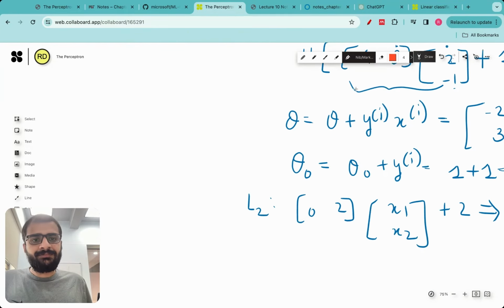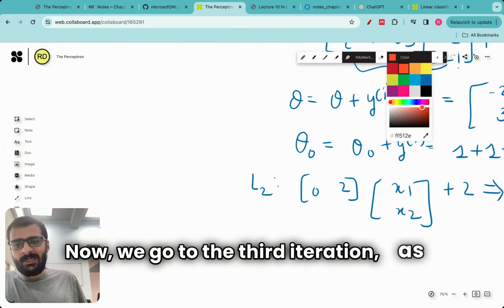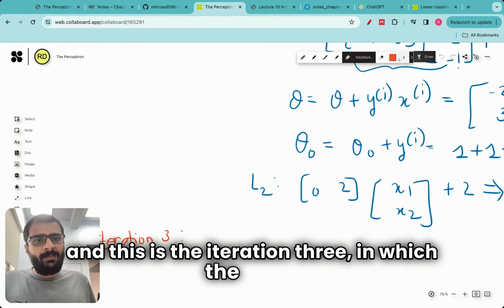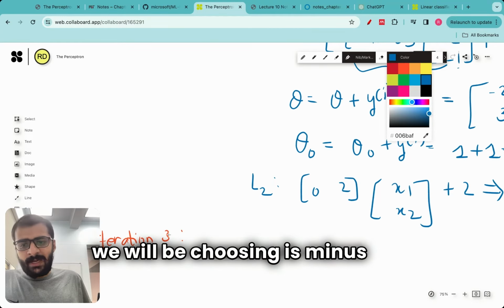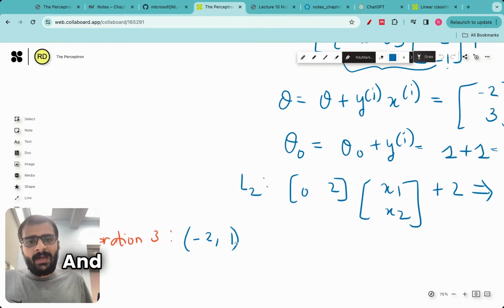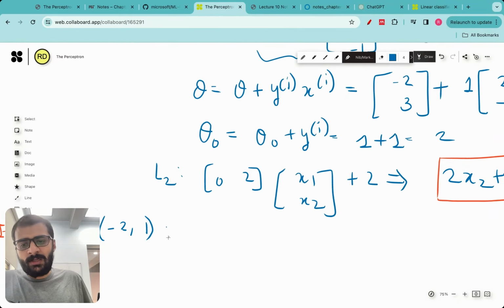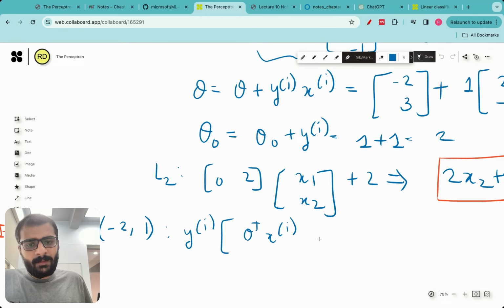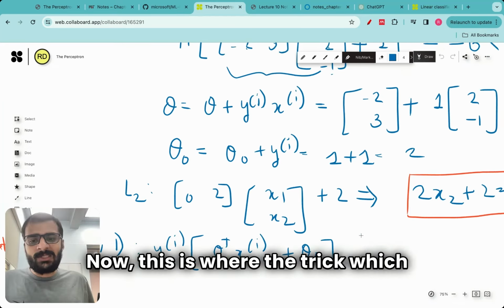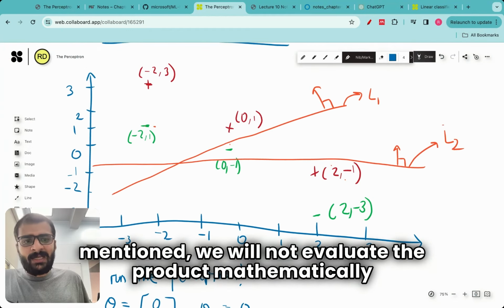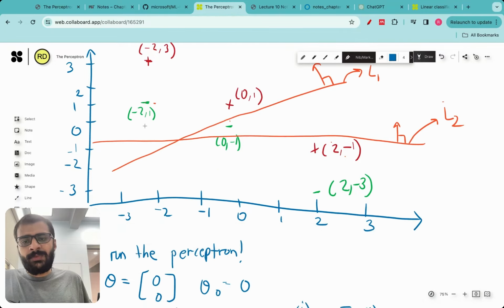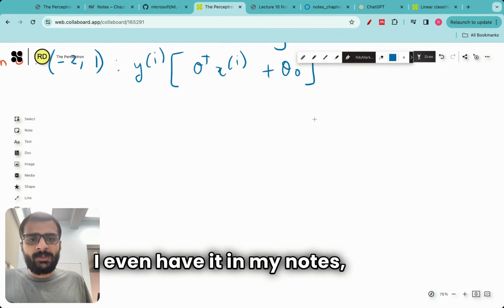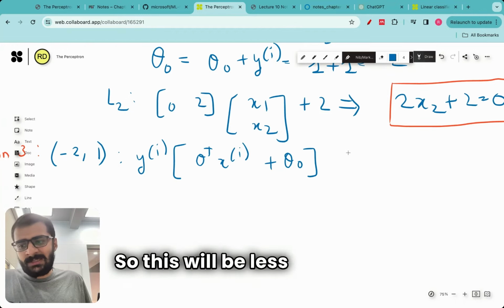So let me show you what I mean. Now we go to the third iteration as we discussed. And this is iteration 3, in which the point we will be choosing is minus 2 comma 1. As we did with the previous points, we will have to evaluate the product yi multiplied by theta transpose xi plus theta naught. Now, this is where the trick I mentioned comes in: we will not evaluate the product mathematically this time, because we already know L2 will make a mistake on this point. So this will be less than 0, and you can check it mathematically when you are doing it on your own. I even have it in my notes, by the way, so you can refer to my notes. So this will be less than 0.